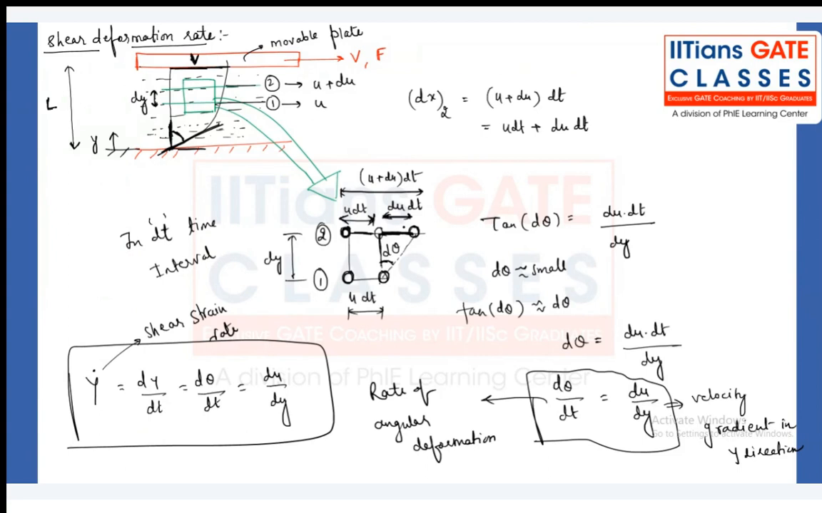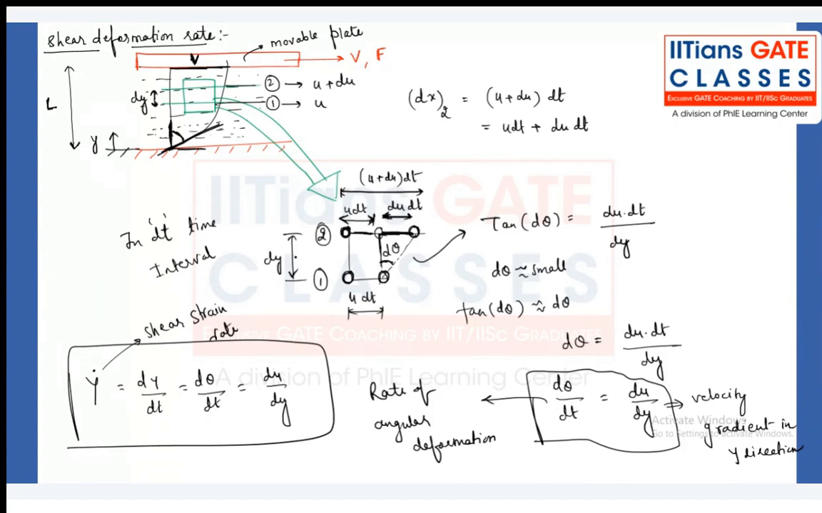It is du dt. If you form a triangle in this one, what you are finding is d theta. If you write tan d theta, it is du dt, which is the opposite side, by the base. What is the base? Base is nothing but dy, the gap between the two layers. We know that whatever the d theta is, it is very small. If d theta is very small, tan d theta can also be written as d theta only. So what is d theta? It is du dt by dy. Now what is d theta by dt? That is equal to du by dy.